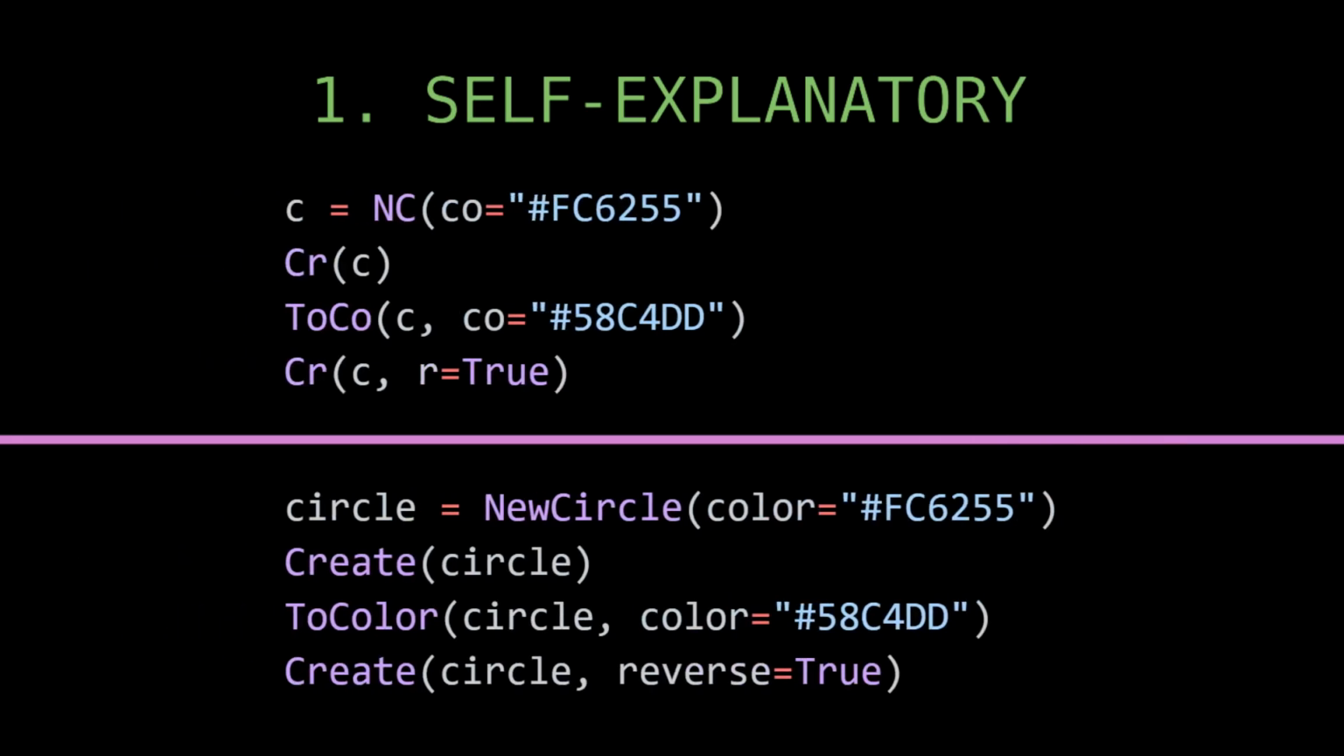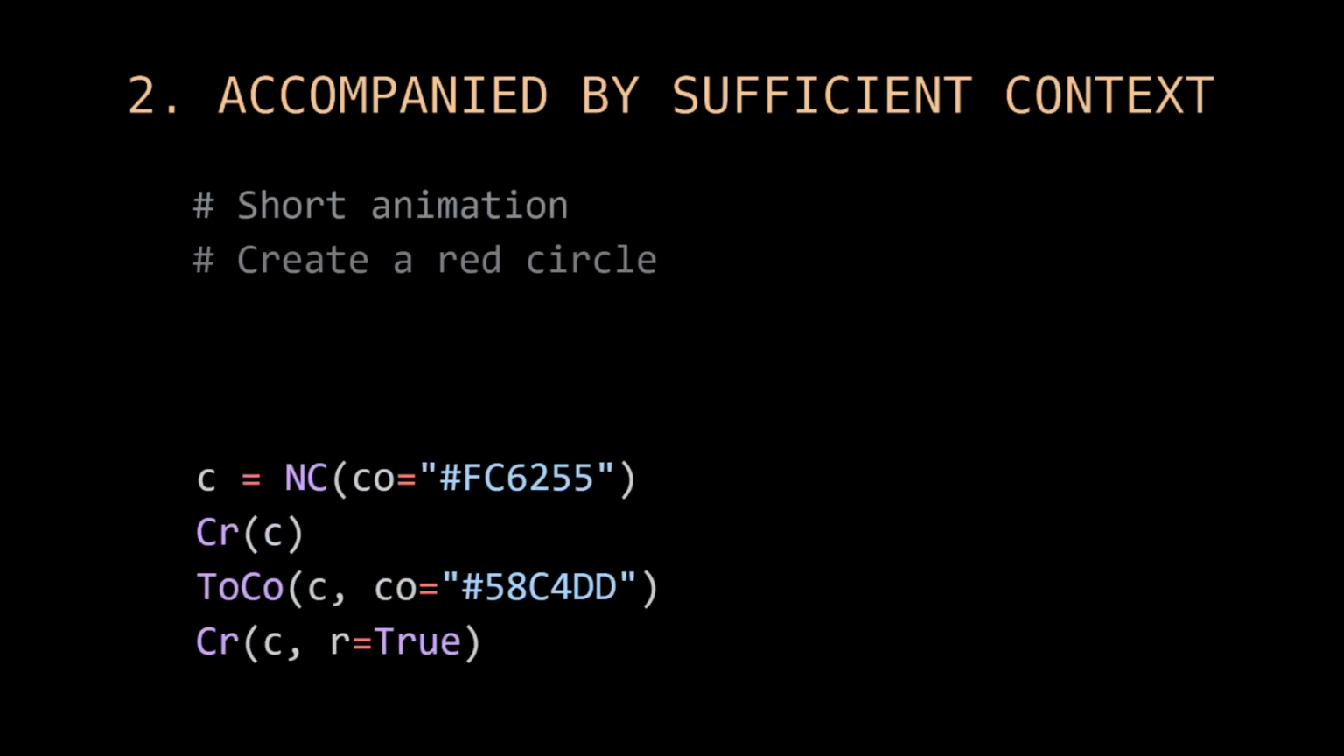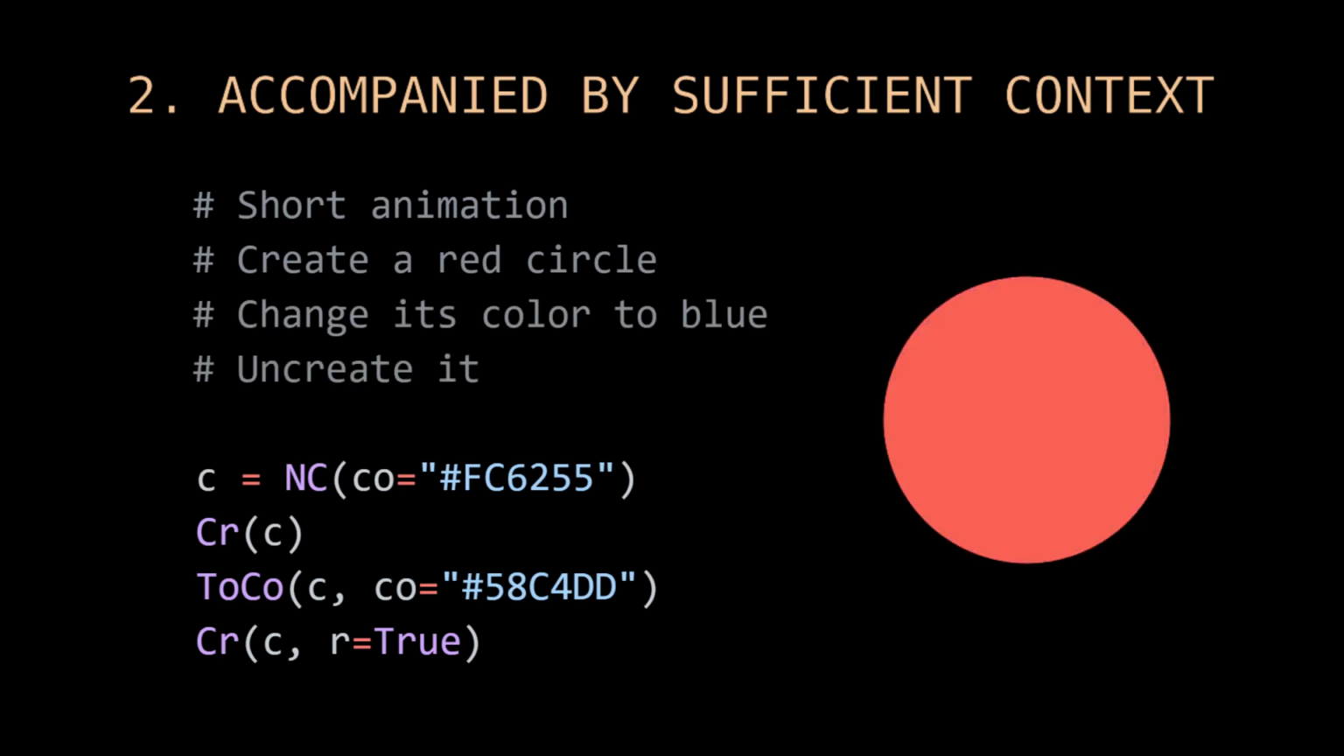So, I just improved the comprehensibility of the code by using self-explanatory keywords instead of acronyms. But that's not the only way. Another coder with the same desire to improve the readability might do this instead. And if we run this piece of code, we get the same animation.